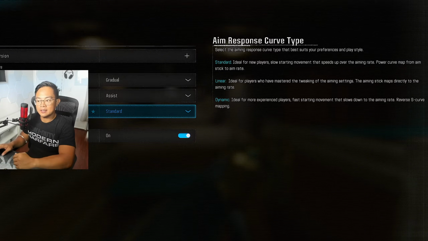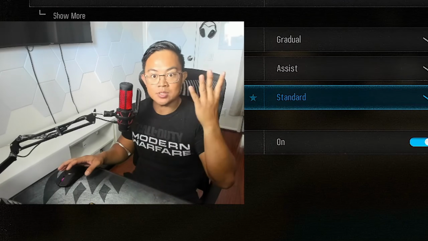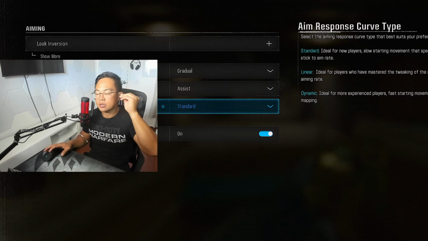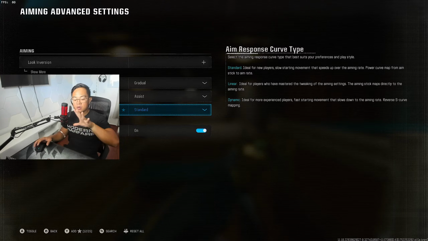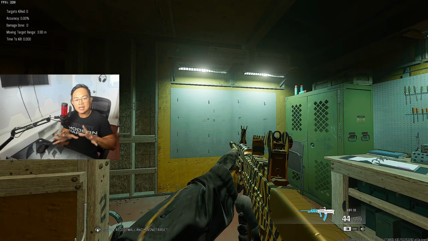Now when you look at the linear, right? Linear is ideal for players who have mastered the tweaking of aim settings. The aiming stick maps directly to the aiming rate. I'm still lost and confused on that. Dynamic, ideal for more experienced players. Fast starting movement that slows down to the aiming rate. Reverse S-curve map. Now, I don't know about you, but my mind completely shut off the moment I saw reverse S-curve mapping for the first time. And that's the reason why I want to make this video. I want you guys to understand the differences between the three, and I want to try to simplify it the best way that I can so that you'll know which aim response curve type is going to be the best for you. So let's start with the explanation of aim stick and aim rate.